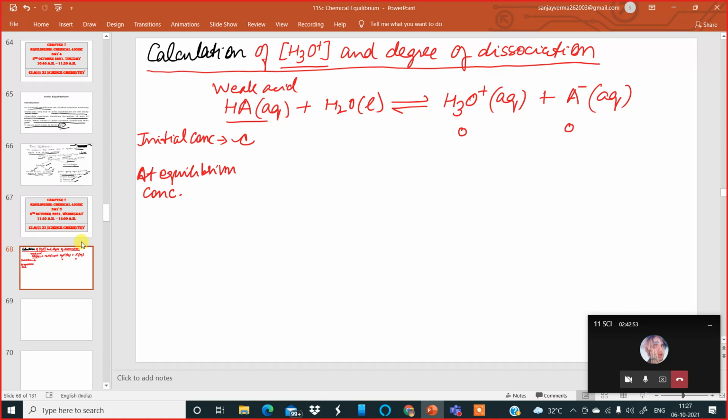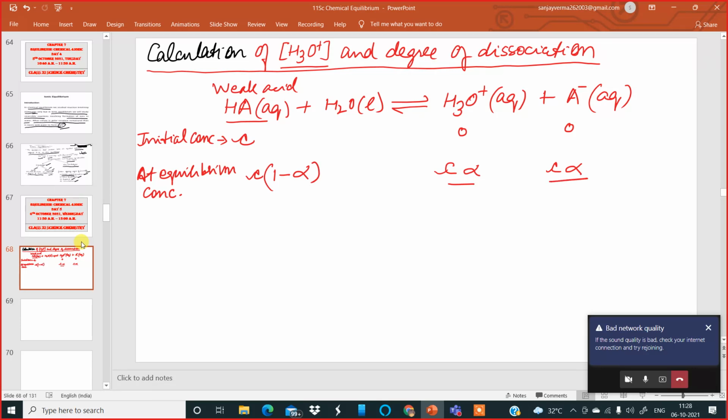Suppose we let alpha be the degree of dissociation of the acid, then the concentration of hydronium ion should be c into alpha. The concentration of A minus should be c into alpha, this small c into alpha. Remember that. Whereas the concentration of HA, the weak acid, will be c into 1 minus alpha. So this is the trick which you have to remember in this derivation.